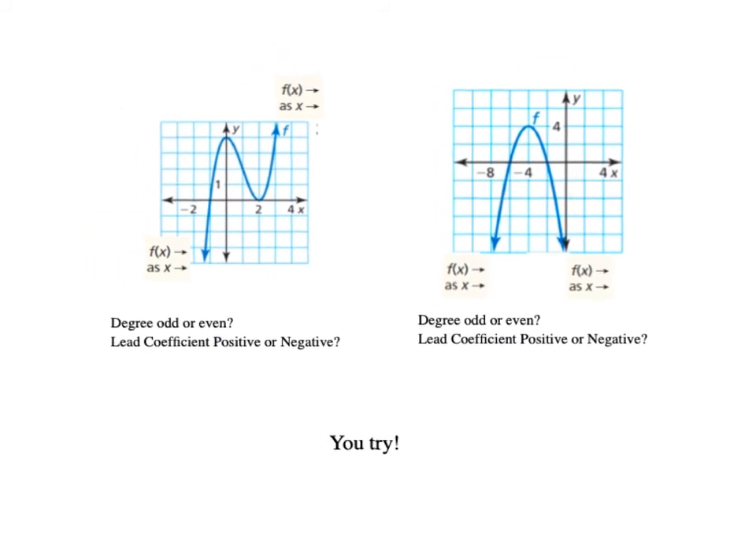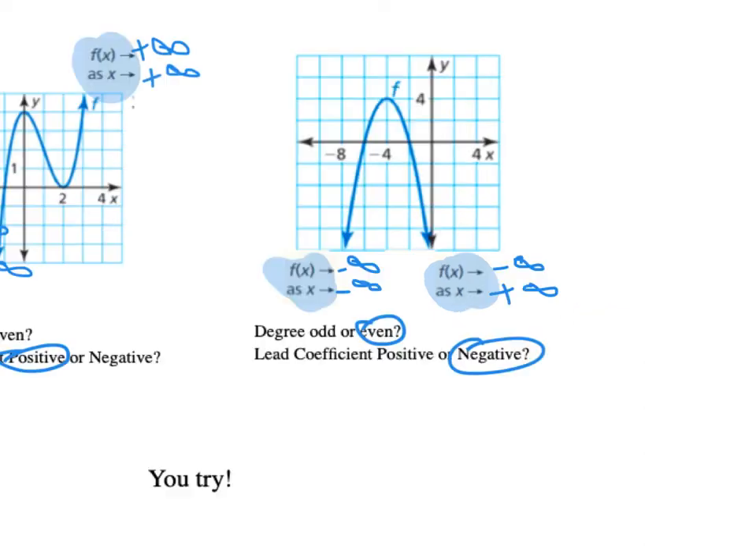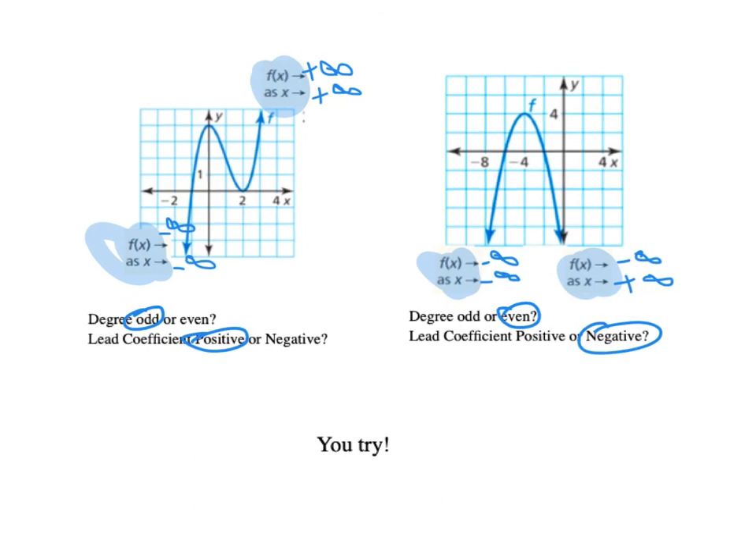Okay, why don't you go ahead and try these two. Look at the graphs, decide if they are odd or even, whether the lead coefficient is positive or negative, and then find the end behaviors for both of them, which are kind of started out there for you. Check back and see how you did. Go ahead and take a look and see if you agree. If you have questions or aren't quite sure what it is, please ask.